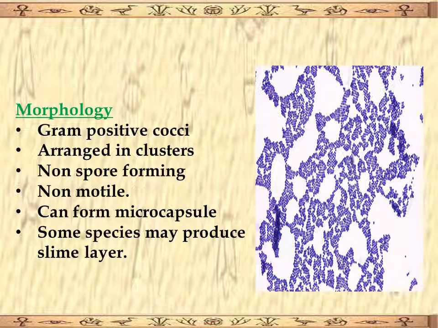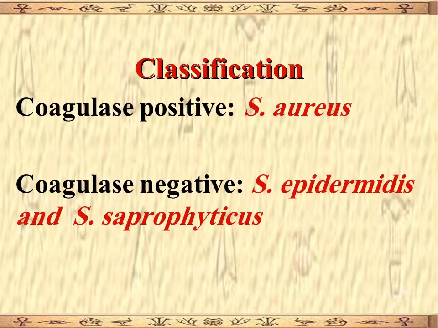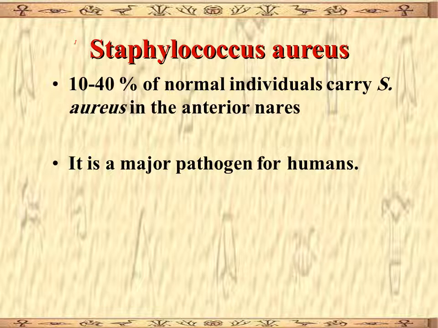This criterion is not present in Staphylococci. It is a non-motile bacteria. It has no flagellae. Some strains of these bacteria can form a single simple layer surrounding it, which is called the microcapsule. Others can be surrounded by a less developed, very thin layer, which is called the slime layer. We classify the staphylococci into coagulase positive staphylococci, which are Staphylococcus aureus, and coagulase negative, which includes Staphylococcus epidermidis and Staphylococcus subtilis.